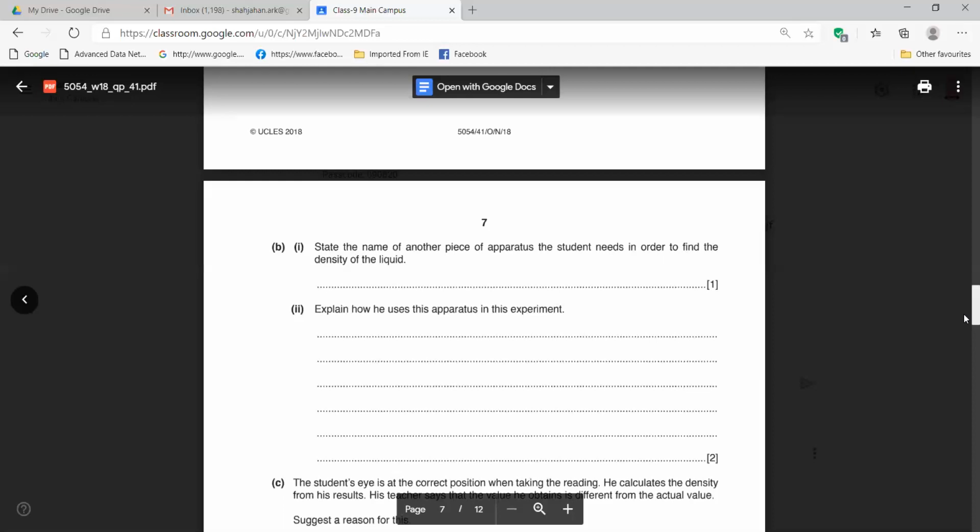Okay, fine, very good. Now the same way you will read B2, analyze, think, and try to get the answer of B2. Read the question and try it. Explain how he uses this apparatus in this experiment. Which apparatus? Sir, the balance. Very good. This is the first thing you have to understand. They are talking about balance.